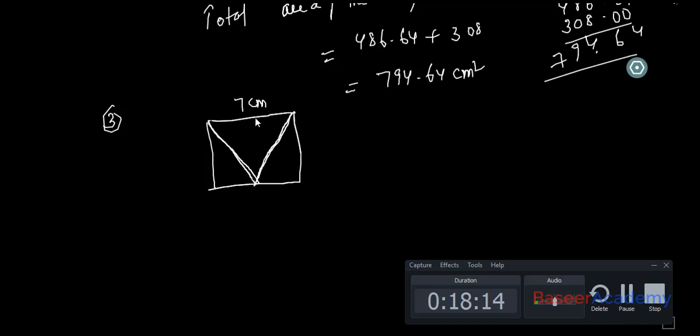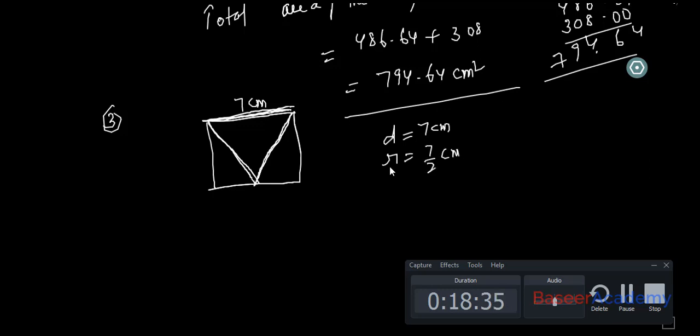The largest possible cone that can be cut out from this cube would have a diameter which is equal to the side of the cube. So the diameter of the cone will be equal to the side of the cube, which is 7. Diameter would be 7 centimeters. So radius will obviously be 7 by 2. And the height of the cone will also be equal to the length of the side of the cube, which is again 7. You just have to find out the volume.